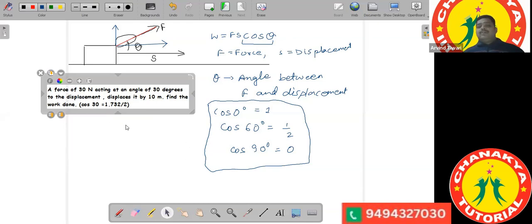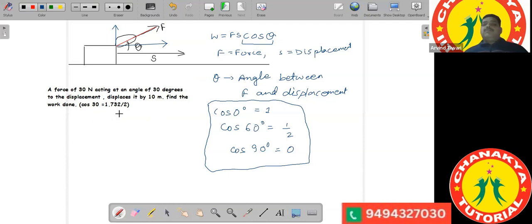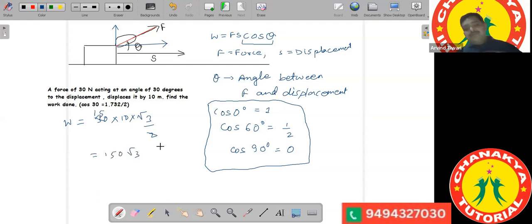Okay, sir, it's 259.8. Okay, so your answer of work done will be given by force, which is 30, multiply displacement 10 and multiply cos 30, which is root 3 by 2. So you can cancel this 2 with this 30, it will become 15. So you get 150 root 3. Okay, and root 3 is 1.732. So you can multiply that and you get this as the joule.